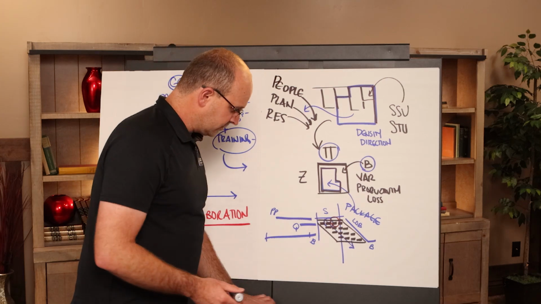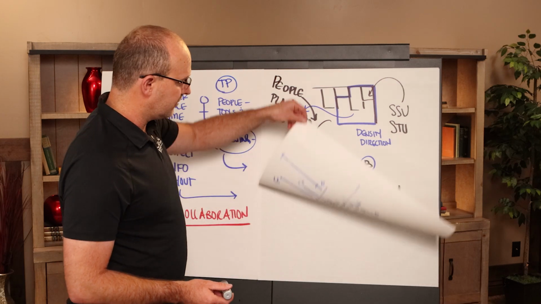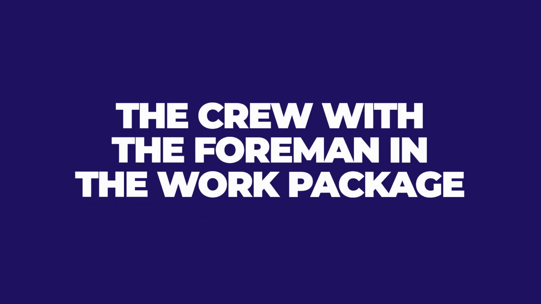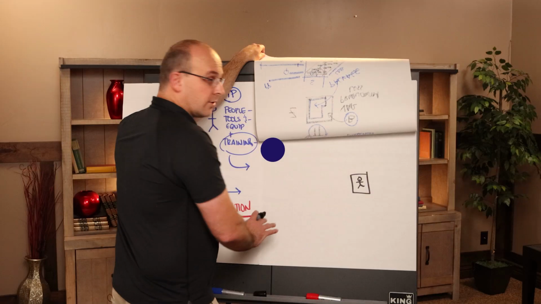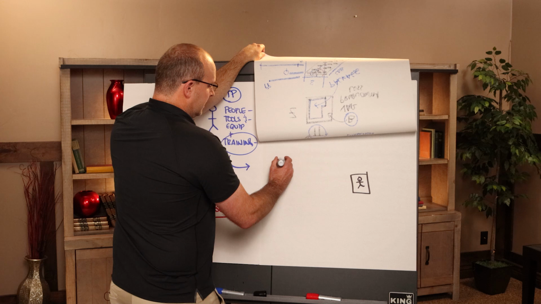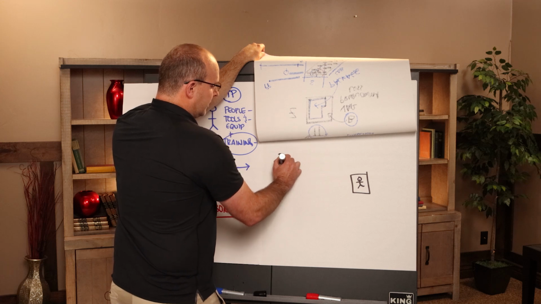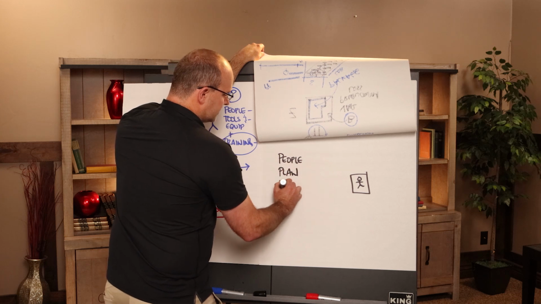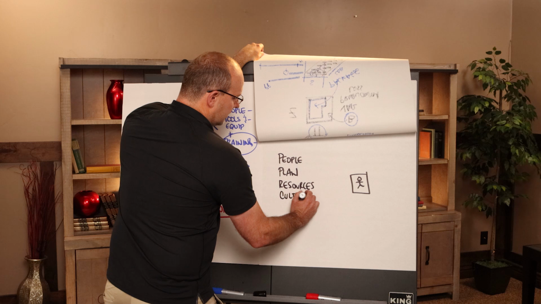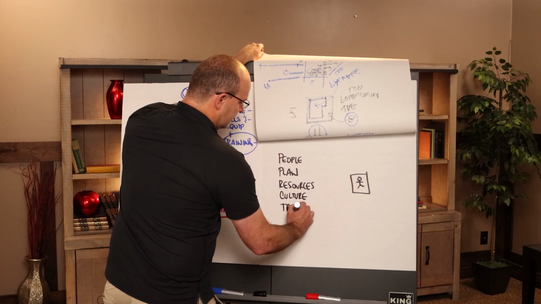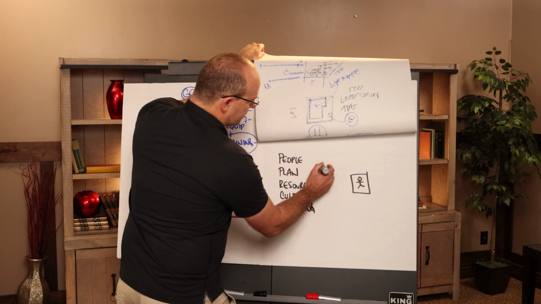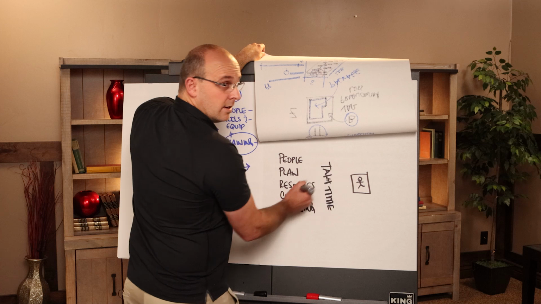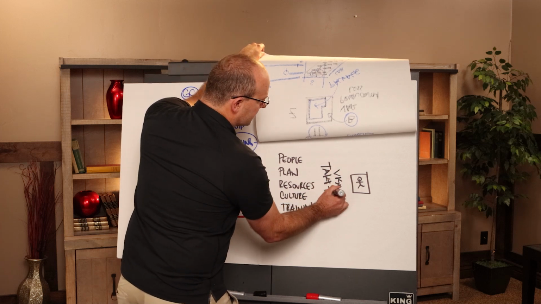The key here is that most people don't see, which I'll just go ahead and pull this up real quick, that this is the central focus of everything that we do: the crew with the foreman in that work package. So when we're over here organizing project management systems, it is our job to always make sure that we have the right team, the right plan, the right resources, the right culture, and I'll just go ahead and add the right training, all according to a takt time, with visual systems according to the last planner system.